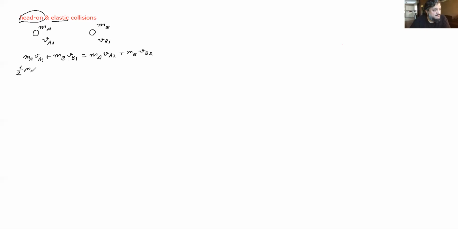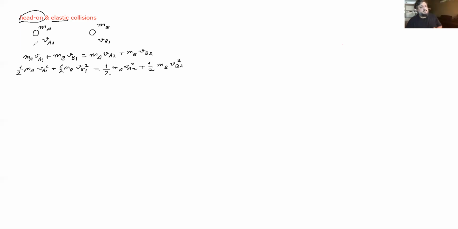1/2 ma va1 squared plus 1/2 mb vb1 squared. This is the total kinetic energy before the collision. This will be equal to the total kinetic energy after the collision: 1/2 ma va2 squared plus 1/2 mb vb2 squared.